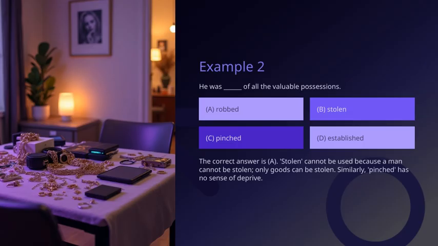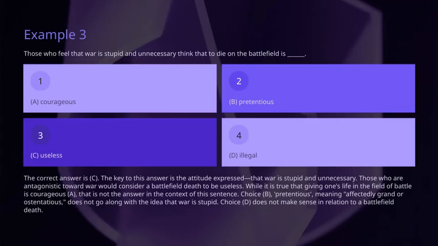The main takeaway here is understanding how to choose the right verb based on context and grammatical correctness. This example ties into our overall theme of improving vocabulary and sentence construction skills, which are crucial for clear and precise communication. All right, let's look at example 3.